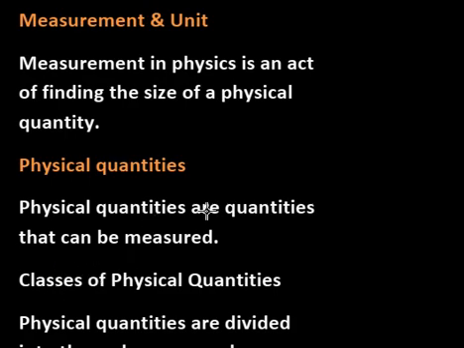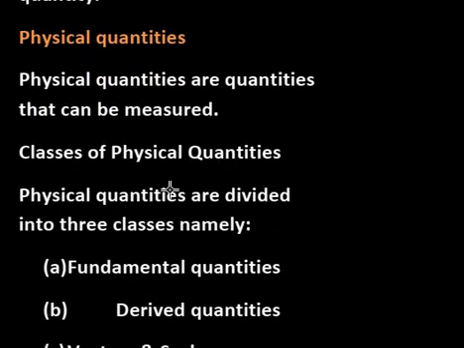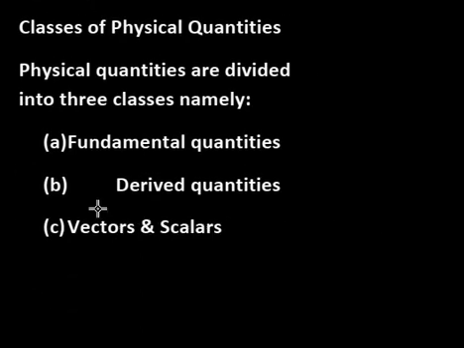Okay, any quantity in physics that can be measured: length can be measured, it's a physical quantity, mass can be measured, volume can be measured. So any quantity that can be measured is regarded as a physical quantity. And now classes of physical quantities. These physical quantities are classified into three types. They include the fundamental quantities, the derived quantities, and vectors and scalars.